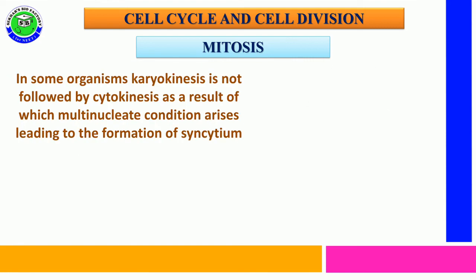But in some cells, very rarely, only in a few organisms, karyokinesis is not followed by cytokinesis. That means in a cell the nucleus divides into two daughter nuclei, but cytokinesis is delayed or prevented. Finally, it results in the formation of many nuclei in a cell, leading to a multinucleate condition. The formation of a multinucleated condition due to failure of cytokinesis is referred to as syncytium.